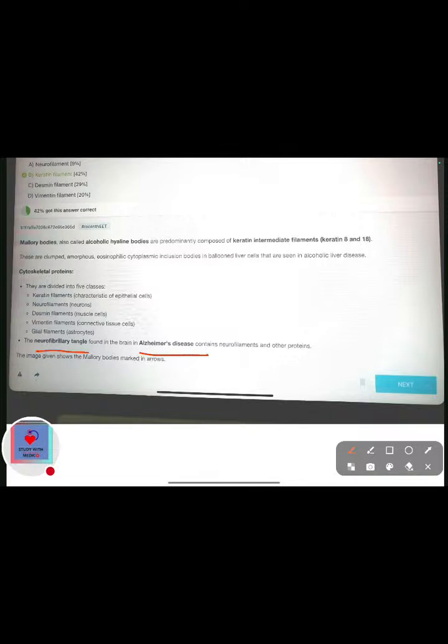The neurofibrillary tangle found in the brain in Alzheimer's disease contains neurofilaments and tau proteins. The image given below shows the Mallory bodies marked with arrows. See here.